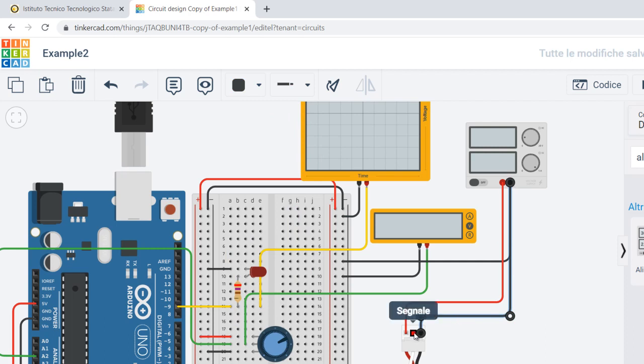Finally, this is another digital pin. It is not important that it be a PWM pin, so we can connect it also to pin 8, for instance.